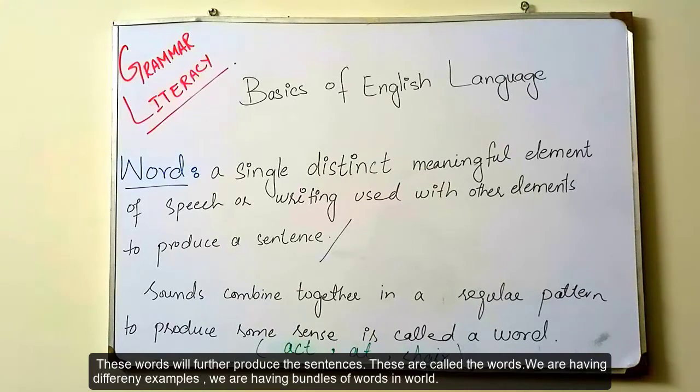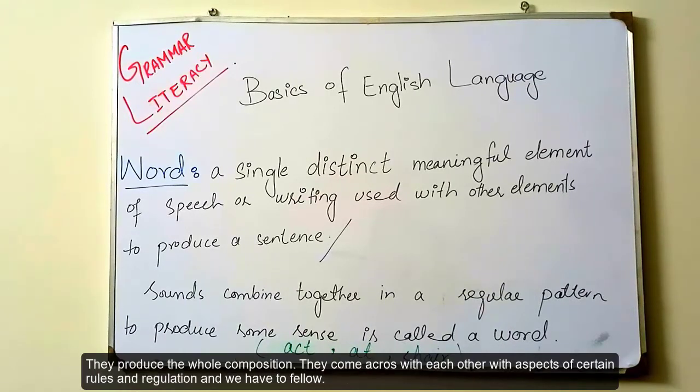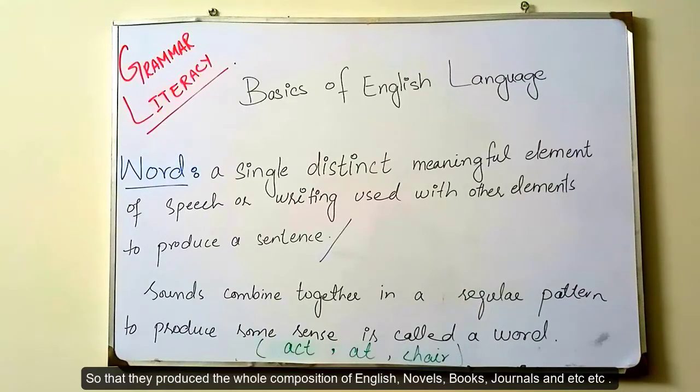We have different examples. You have a bundle of words in the world. They produce the whole composition. They come across each other following certain rules and regulations that you have to follow so that they produce the whole composition of English: novels, books, journals, etc. So we have the word level here.